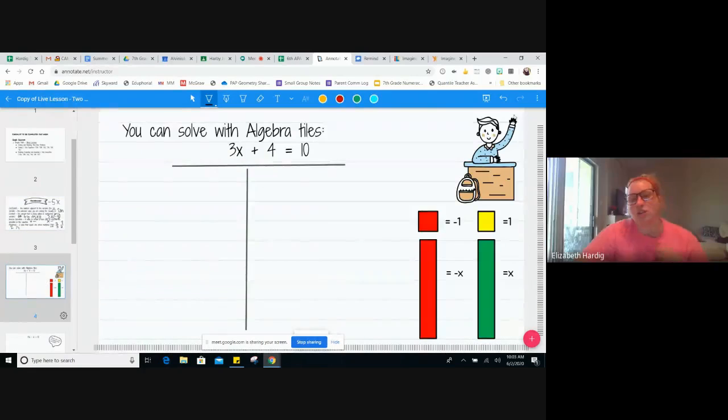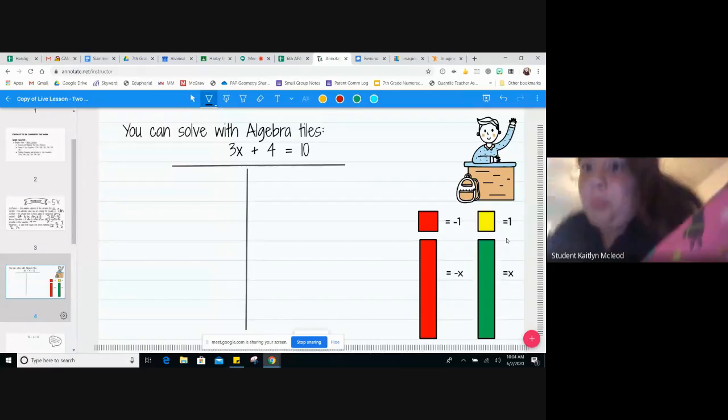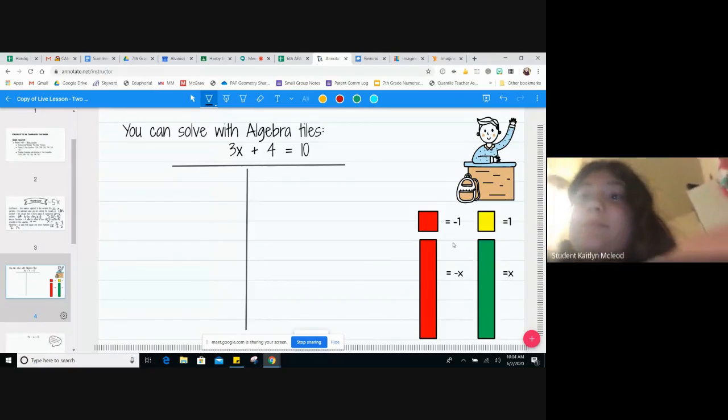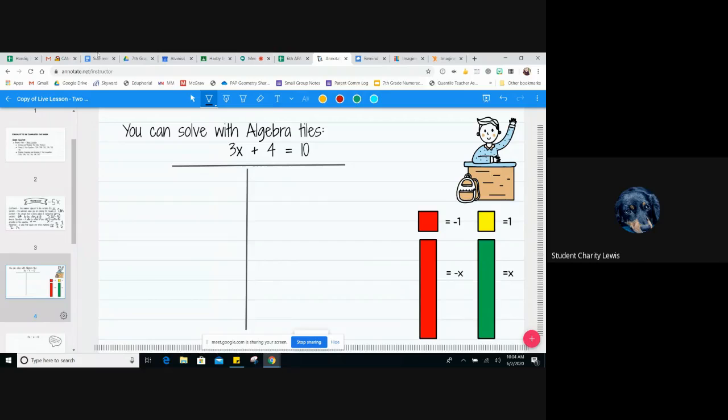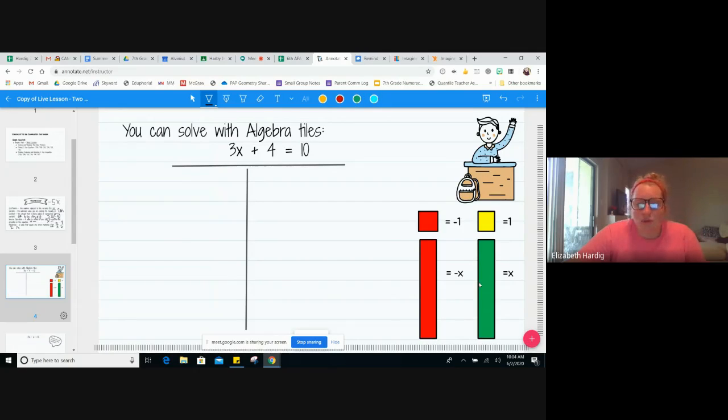So the first thing that we're going to do, did y'all learn with algebra tiles last year when you looked at equations? Well, these little, I like to call them little French fries. The green one represents a positive x. The red one is a negative x. And these red and yellow, they're almost like our integer chips, where yellow is a positive one and red is a negative one.